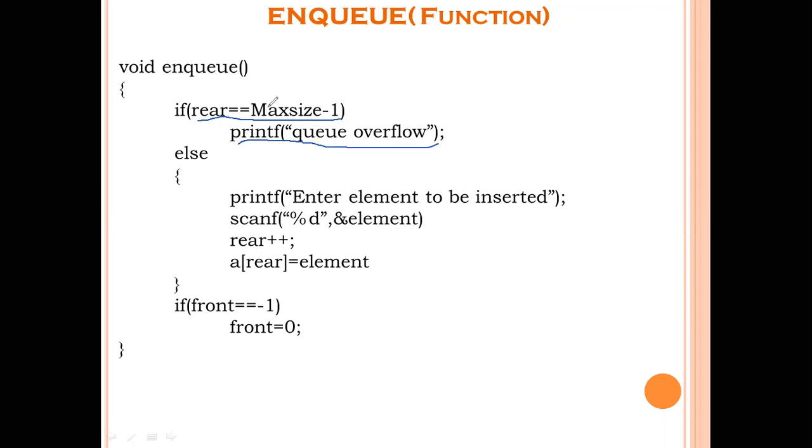Next, if the condition is failed, then we are reading the element to be inserted into the queue. What element we want to insert? After reading the element, what is the first step you need to perform? Increment rear by 1. Rear equal to rear plus 1. In the position of rear, we are placing the element. And what is the one more condition we need to check? If the front is minus 1, set front to 0, because front should always point to the first element of the queue. So whatever may be the operations we have performed on the queue during Enqueue operation, same things are represented in the form of a function.